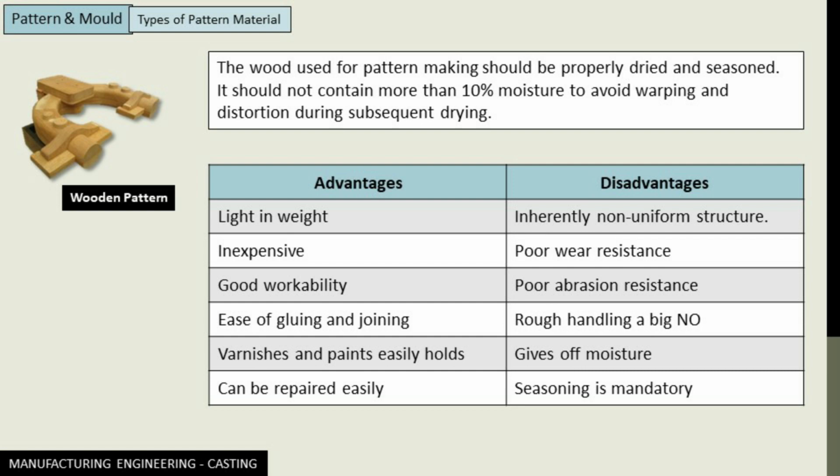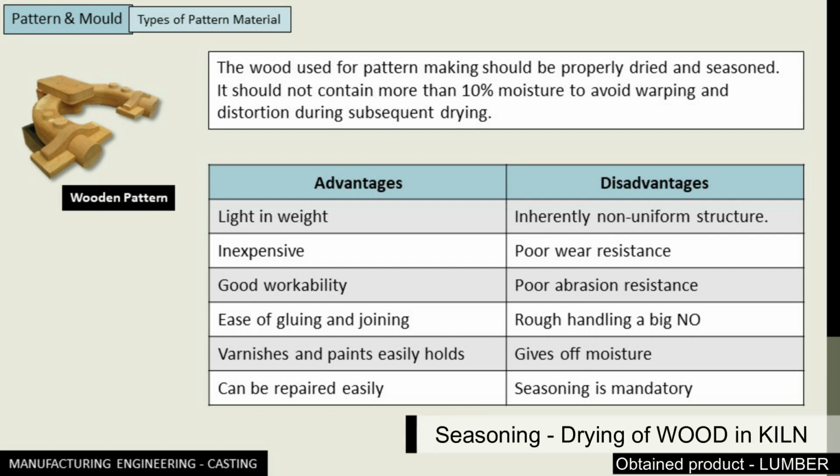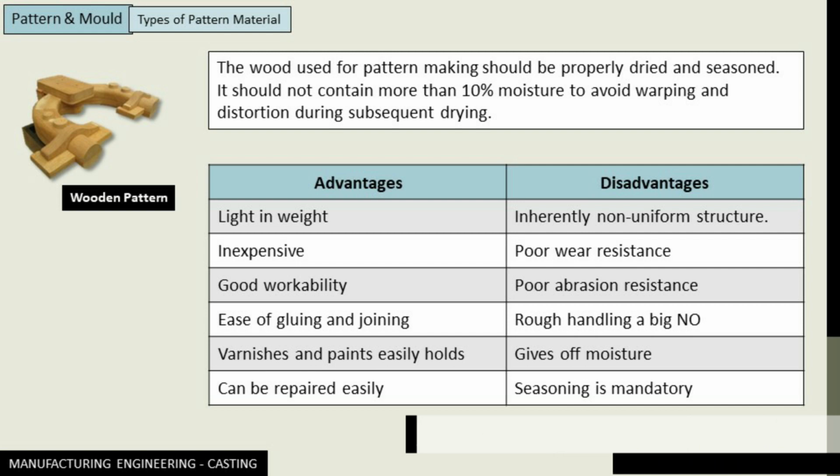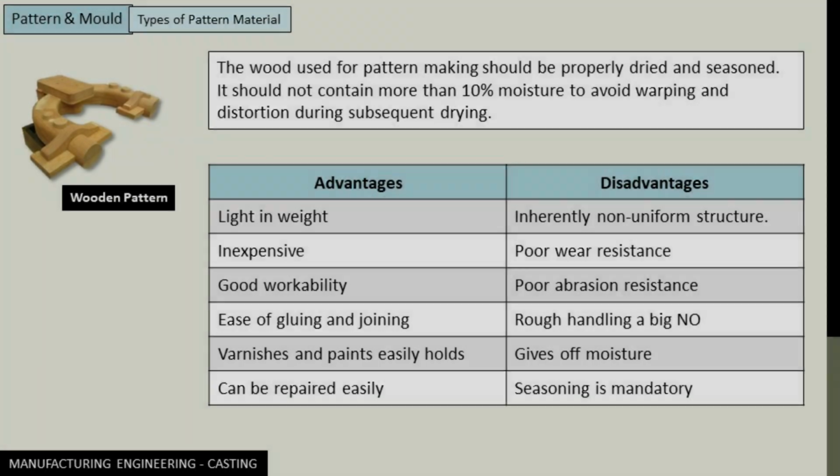However, a wooden pattern is selected with care, that is, not having more than 10% moisture. Still, the wooden pattern gives off moisture and breaches this limit, and hence seasoning is mandatory. Seasoning is nothing but drying of the wood in a kiln. The product that is obtained is known as kiln dried timber or lumber.